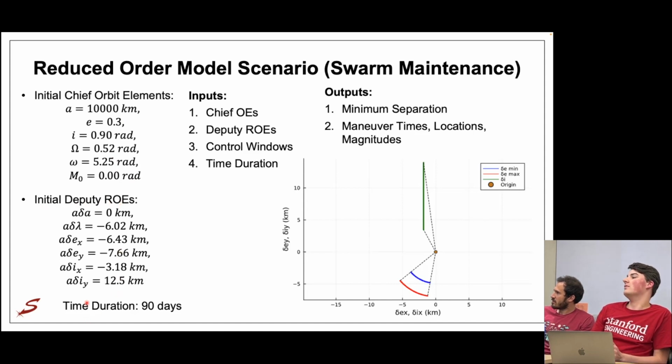And we're going to see how we generate the list of maneuvers we need to perform over a 90-day duration, maintaining the following control windows, which I've described here by this graph. So this is the delta E control window, and this is the delta I control window I've set up. Immediately you can see that the minimum separation is going to be between these two, and it's slightly greater than 90 degrees. So we're going to get a small minimum separation in this example, but it's not going to be quite zero. And the outputs of this are going to be the minimum separation and then the maneuver times, locations, and magnitudes.